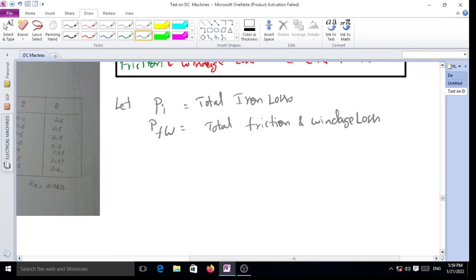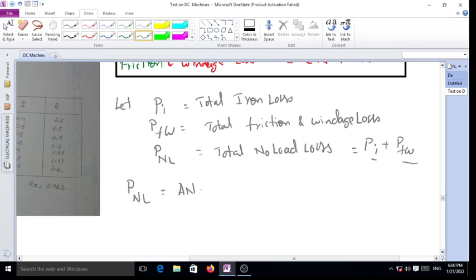So friction and windage loss, P_FW. And P_NL, the total no load losses. That is nothing but iron losses plus friction and windage losses. So total no load losses is equal to P_i plus P_FW.